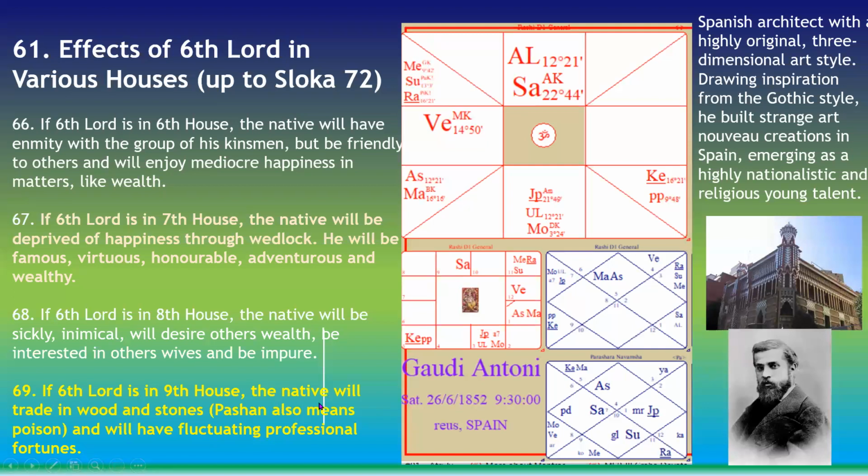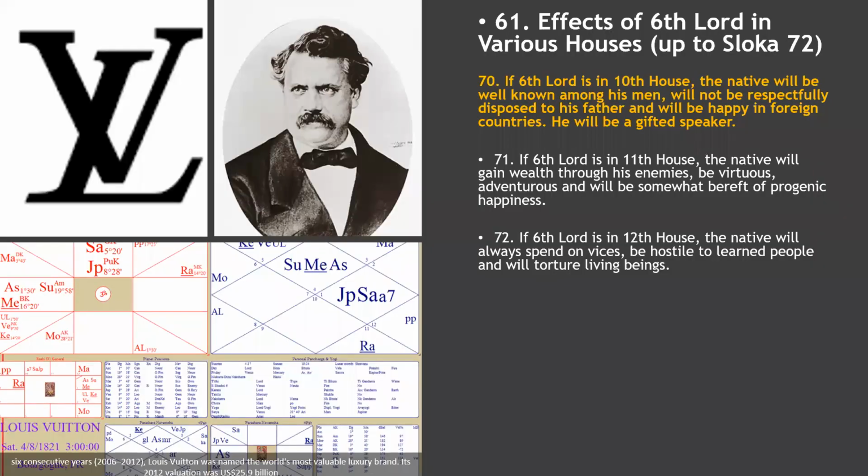Now, the native will trade in wood and stone. All his creations, if anybody's visited Barcelona, are beautiful stones and tiles, absolutely stunning stuff he's made. So obviously this dictum definitely played out. Anyway, then we come to, if the sixth lord is in the 10th, the native will be well known among his men, will not be respectfully disposed to his father, will be happy in foreign countries, will be a gifted speaker.